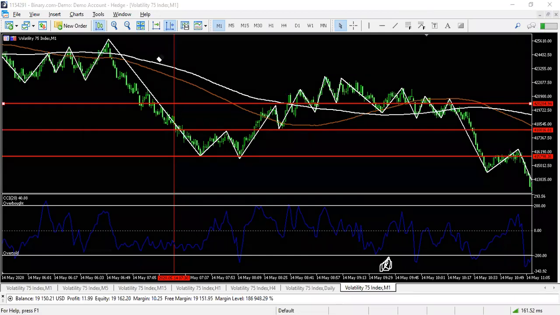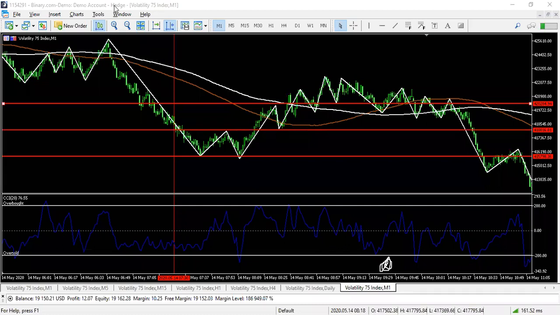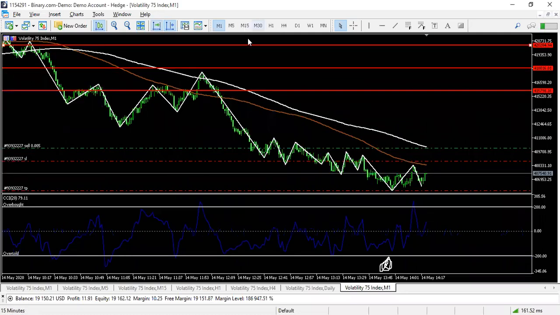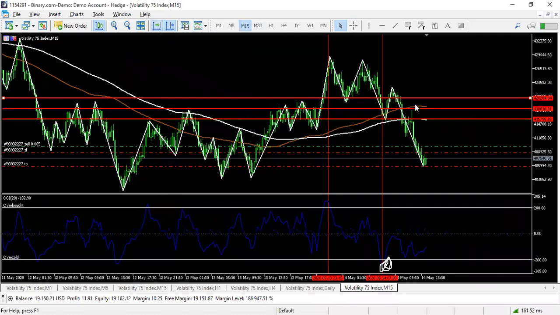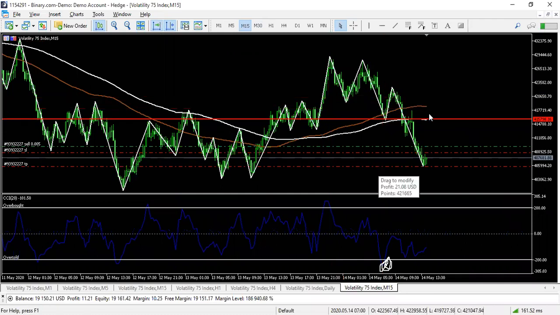So the beauty of V75 is that it moves really very, very fast. And by very, very fast, I mean very, very, very fast. A short distance with V75 could have made a lot of difference for you. It could have given you so much profit.